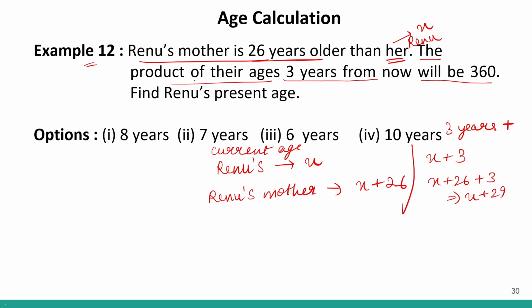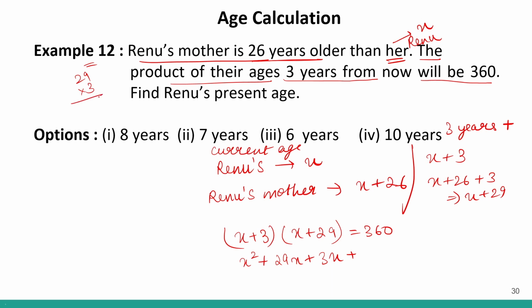It is given to us that the product of their ages 3 years from now will be 360. That means (X plus 3), this is Renu's age, and (X plus 29), Renu's mother's age. If we multiply them together, we'll get 360. So if I solve this, x into x, x square, plus 29x plus 3x, plus 29 into 3 will give me how much? 29 into 3, this is 87. It will give me 87 equal to 360.